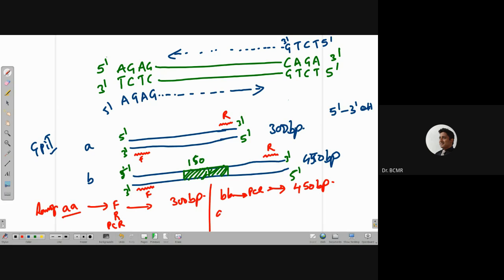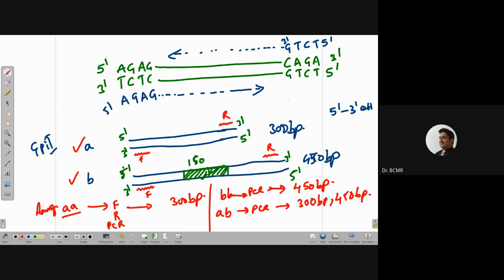If somebody is heterozygous and we perform the PCR, what would it be? They will get 2 bands, one band from allele A and another band from allele B. So they would end up getting a 300 base pair fragment and a 450 base pair fragment in the electrophoresis.